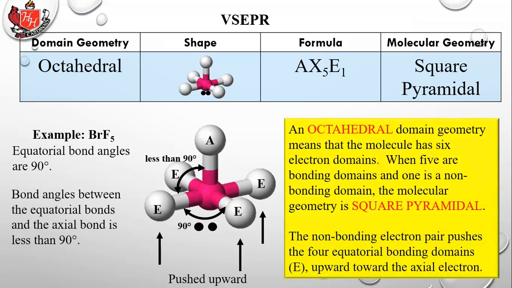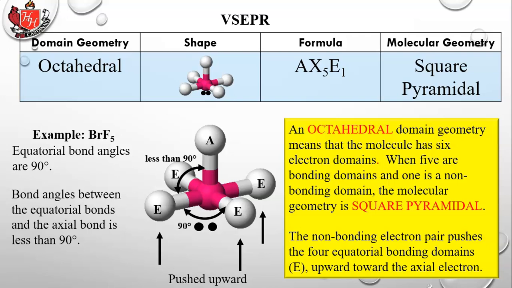So an octahedral domain geometry means that the molecule has 6 electron domains total. When 5 are bonding domains and 1 is a non-bonding domain, the molecular geometry is square pyramidal. The non-bonding electron pair pushes the 4, you can call them equatorial since they look like they're around the sides, pushes the 4 equatorial bonding domains, those are the E's, upward toward the axial electron. So you see how that works.